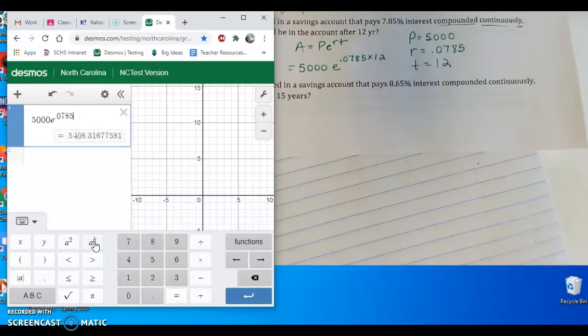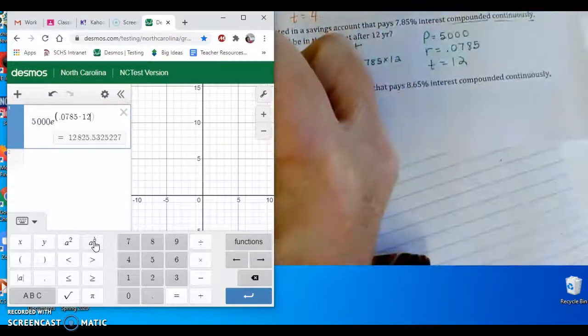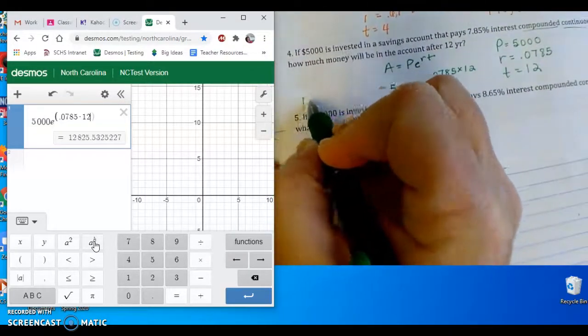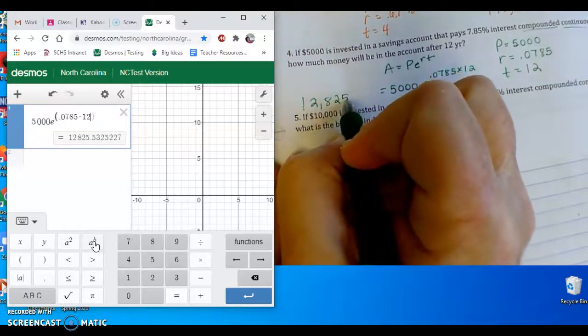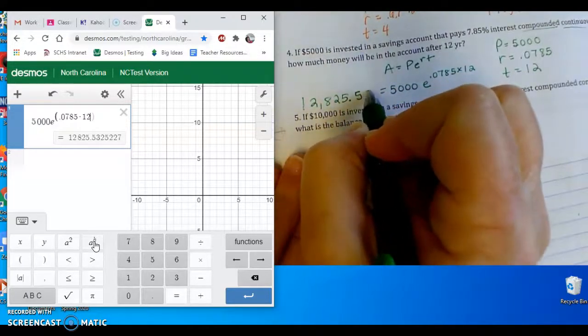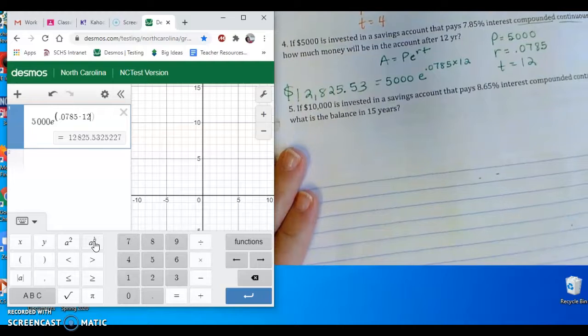Make sure that both the percentage and, see like that, how that worked, it didn't put the time in the power. So what you have to do is put a parenthesis for the power so that it will times the 12 in the power. If the 12 is not in the power, it won't give you the correct answer. Okay. What I got here is 12,825. It's money, so I'm going to round it to 2 places, and then 53 cents.